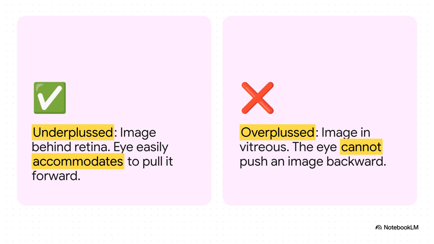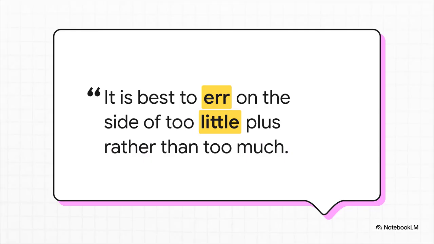If you underplus the patient with a plus 4.50 lens, the image lands just slightly behind the retina. The eye can effortlessly accommodate to pull an underplussed image forward onto the fovea. But if you overplus them with a 4.75 lens, the image is now in the vitreous. The ciliary muscle is already totally relaxed. It is anatomically impossible to accommodate backward to push an image deeper into the eye to fix an overplus lens. Therefore, your golden clinical rule for every hyperope you will ever refract is this: always err on the side of too little plus. Rounding down respects the biological reality that the eye can easily compensate for minus, but it is completely defenseless against excess plus.